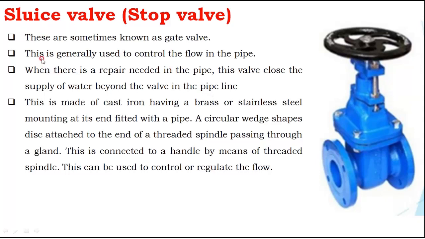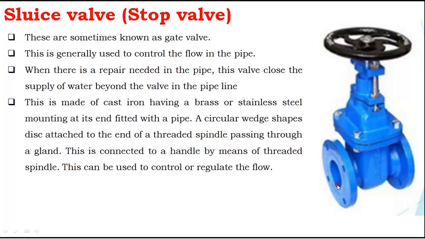We'll read some points. This is generally used to control the flow in the pipe. When there is a repair needed in the pipe, this valve closes the supply of water beyond the valve in the pipeline. Obviously, if water is coming from this end and at this end you have a repair in the pipe, then you want to stop the water, therefore you rotate it, it will go inside and close it.